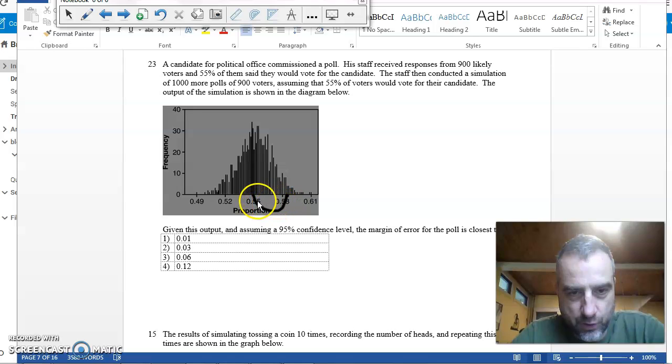So all I've got to do is find 2 standard deviations. So 0.58 minus 0.55 is about 0.03. So I'm going with answer number 2. And so that would be 2 standard deviations up. So you would think that you could be off by that much.